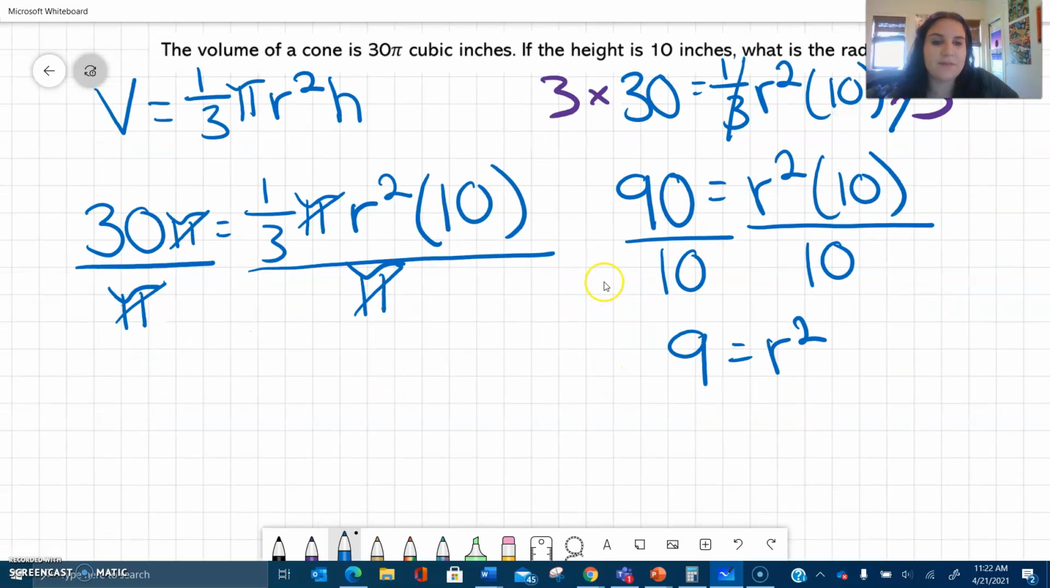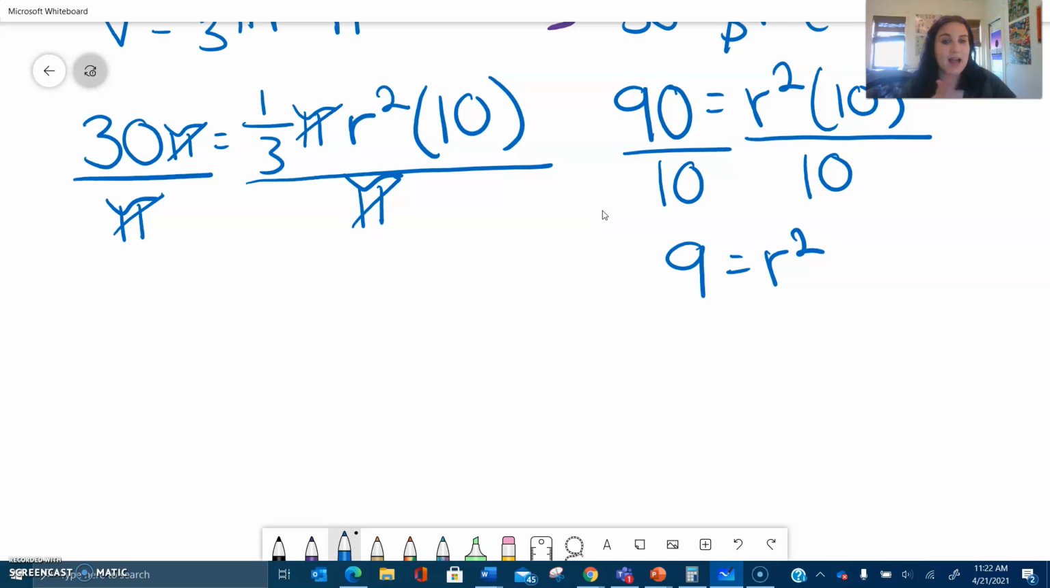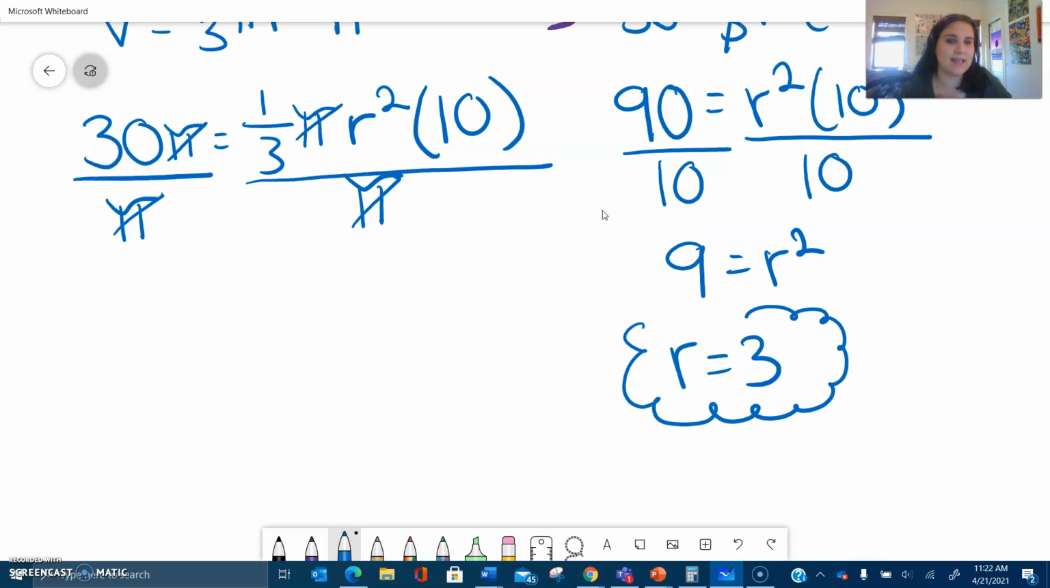So now I have to realize that 9 equals r squared is r, or what number squared equals 9. So I know from my perfect square roots that 3 squared equals 9. So r equals 3. So the radius is 3 inches.